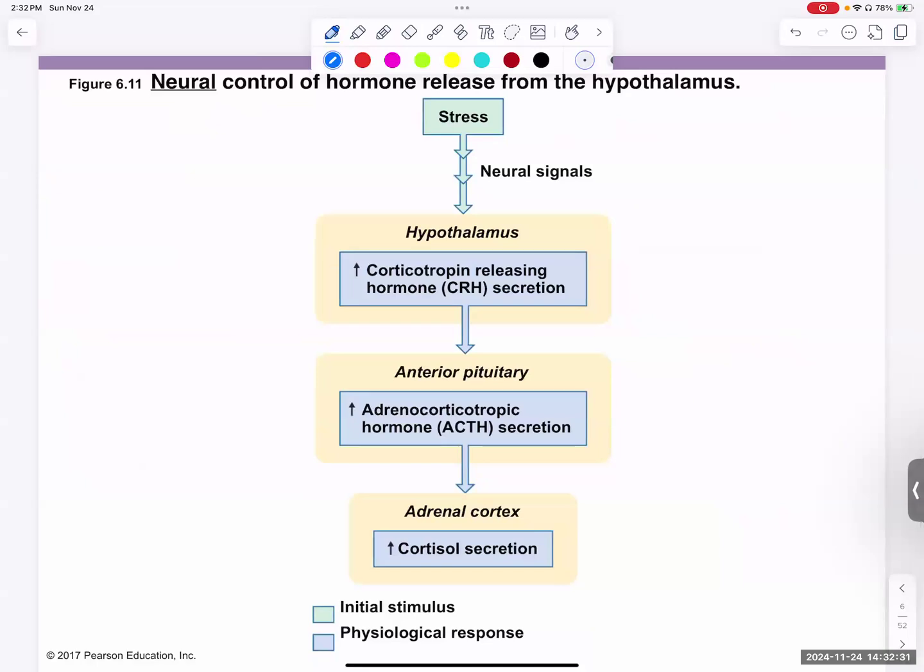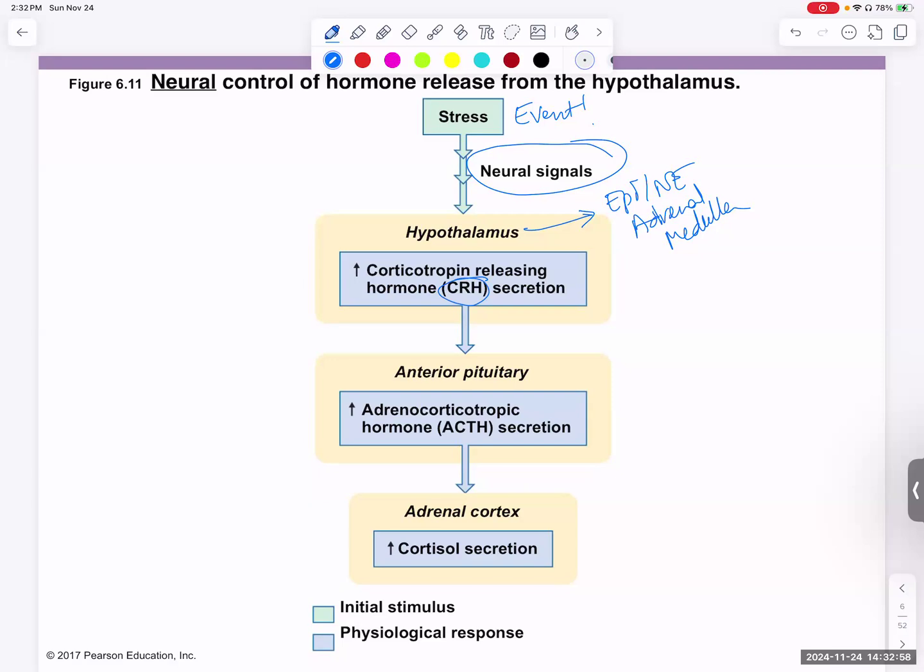So neural control of hormone release from the hypothalamus. Here is the example. So you have some stressful event. Neural signals, hypothalamus. Oh my God, this is so stressful. It can cause the hypothalamus to release epinephrine, norepinephrine from the adrenal medulla. Can also stimulate the hypothalamus to release corticotropic releasing hormone, which targets the anterior pituitary, to then increase adrenocorticotropic hormone, which targets the adrenal cortex to release cortisol. So depending on the type of stress, you can have cortisol released and you can have epinephrine, norepinephrine released.